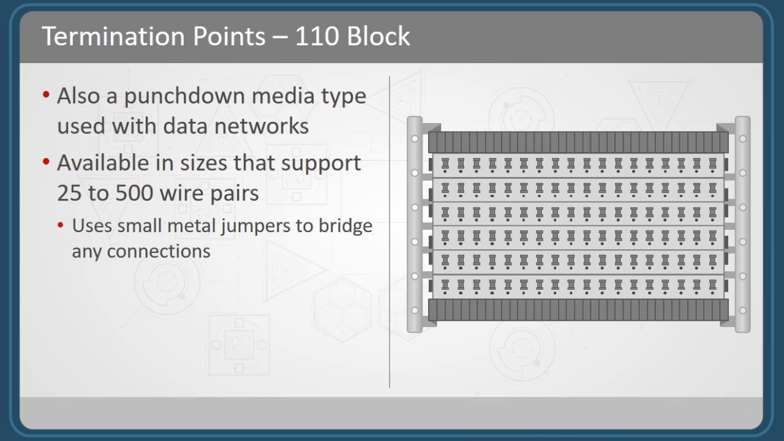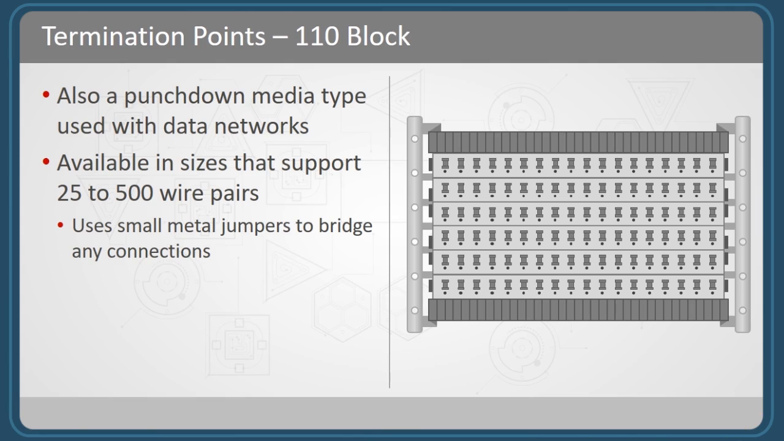Most modern phone systems in most office environments are actually using something like Category 5 Ethernet cable. So this was able to support that type of cable and more pairs of wires. You can see from 25 up to 500. And it still used small metal jumpers to bridge any connections between any two devices.